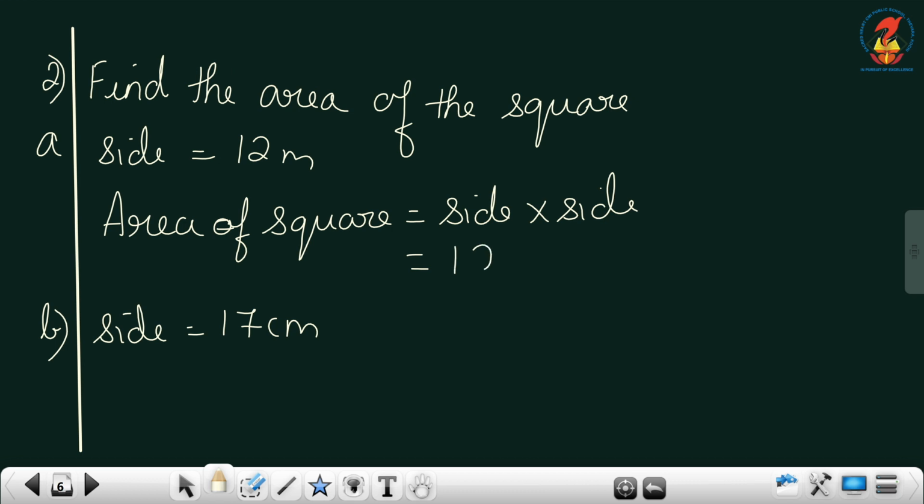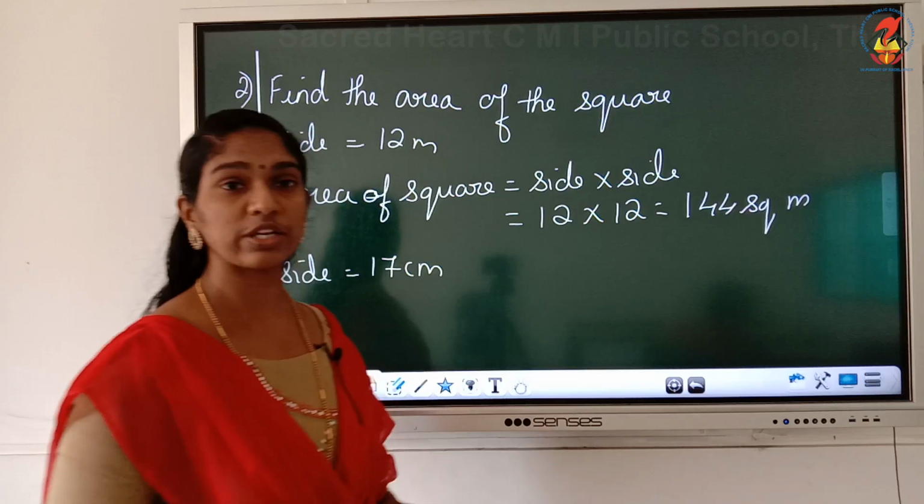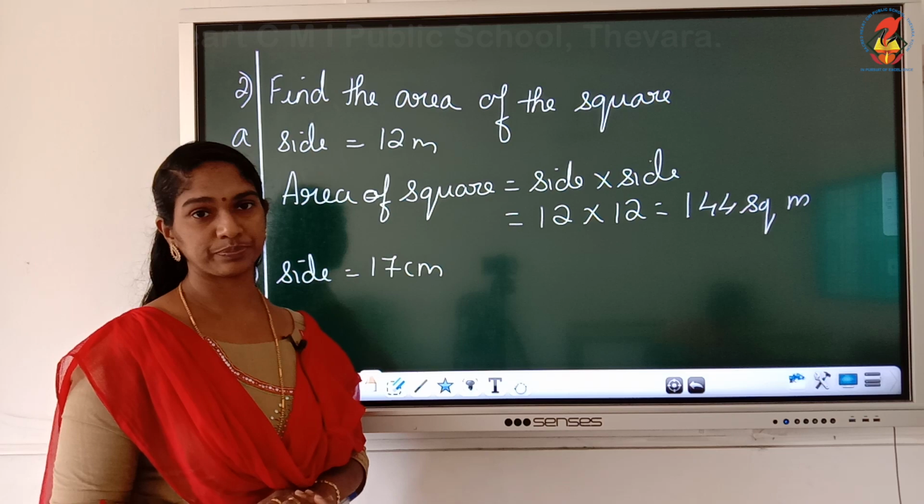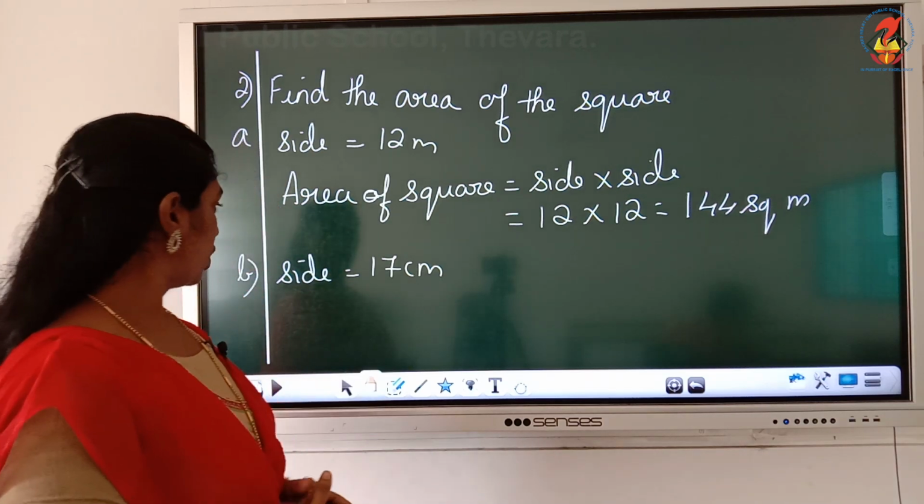Side is given as 12. So, 12 into 12. What is 12 into 12, children? Yes, it is 144. If you don't know, you can multiply. 12 into 12 is 144. The question is given in meter, so answer should be square meter. The unit will be square meter. 144 square meter. Okay.